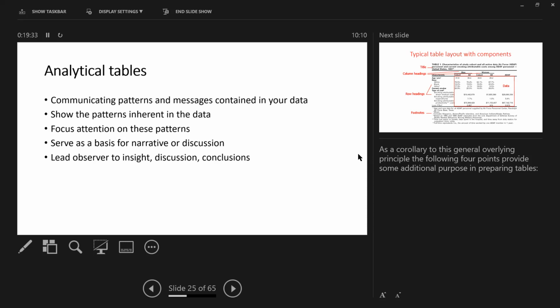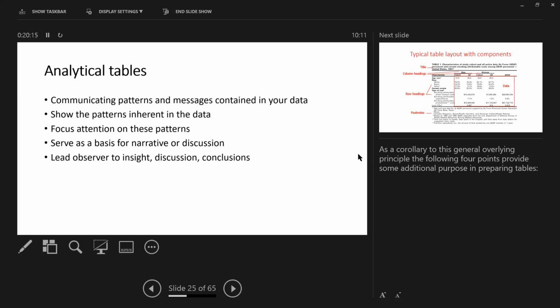And then you have, not all tables are descriptive. Some tables are analytical, and this is really important because this is where the nitty-gritty of your study is. It's in the tables. And this is where you communicate patterns and messages contained in your data, where you show the patterns, where you focus the attention on the patterns, and it's the basis for your discussion.